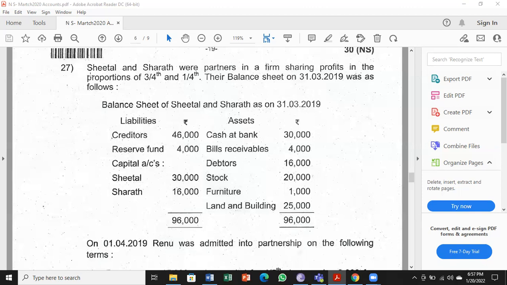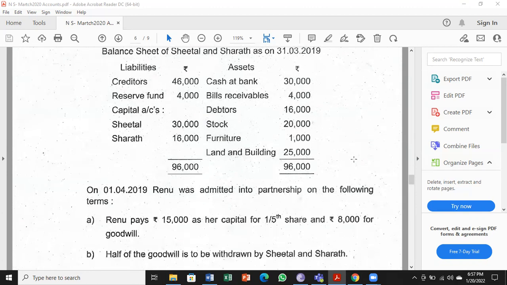So here you find Sheetal and Sharath were partners in a firm sharing profits in the proportion of 3 by 4 and 1 by 4. It is nothing but 3:1. Their balance sheet on 31/3/2019 was as follows. Look at the assets: cash at bank, bills receivable, debtors, stock, furniture, land and building. Liabilities side, you find creditors, reserve fund, and capitals of Sheetal and Sharath.